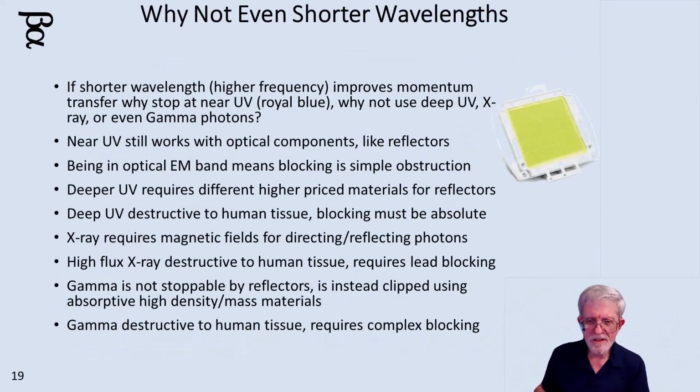So why don't we go even to shorter wavelengths like X-rays or gamma rays or things like that? Well, near UV still works with optical components like reflectors, like mirrors.